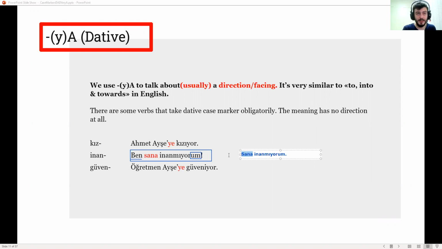And this sana is you, but this time it's in an object position. I am the one who's not believing. Ahmet Ayşe'ye kızıyor. Ahmet is the one who is angry, and Ayşe is the victim. Öğretmen is the one who believes, and Ayşe is the hardworking girl. That's the idea.